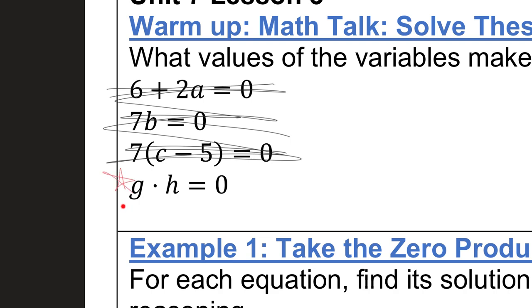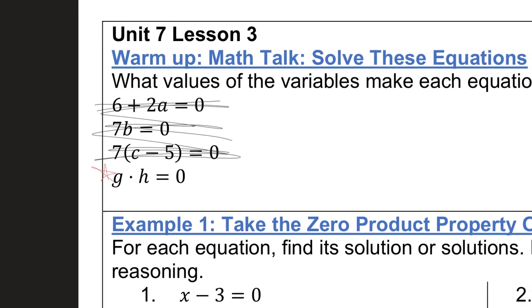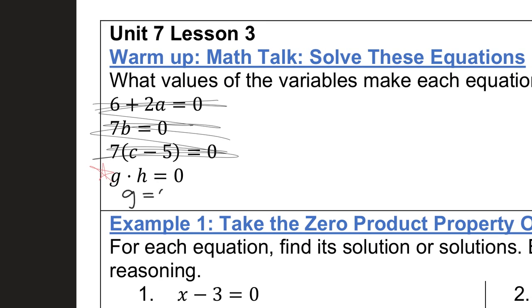If we have two things multiplied together, g times h, and those equal 0, then I know either g needs to be 0 or h needs to be 0. So, for example, you could say g equals 0 or h equals 0, because if g is 0, I would have 0 times a number, right? It doesn't matter what number I put in here, because it's multiplied by 0, the answer is still 0, okay?